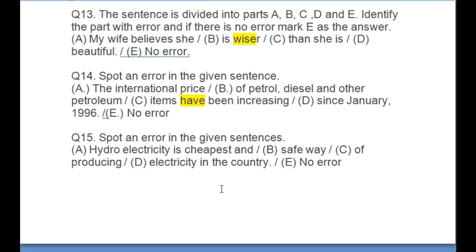And the last question of the day: hydroelectricity is the cheapest and the safe way of producing electricity in the country. This is from parallelism. I told you about this structure. We have the superlative degree of an adjective here, and this is the positive degree. So this is not in a parallel structure, right? Either both adjectives are to be written in the positive degree or in the superlative degree. So hydroelectricity is the cheapest and safest way of producing electricity.